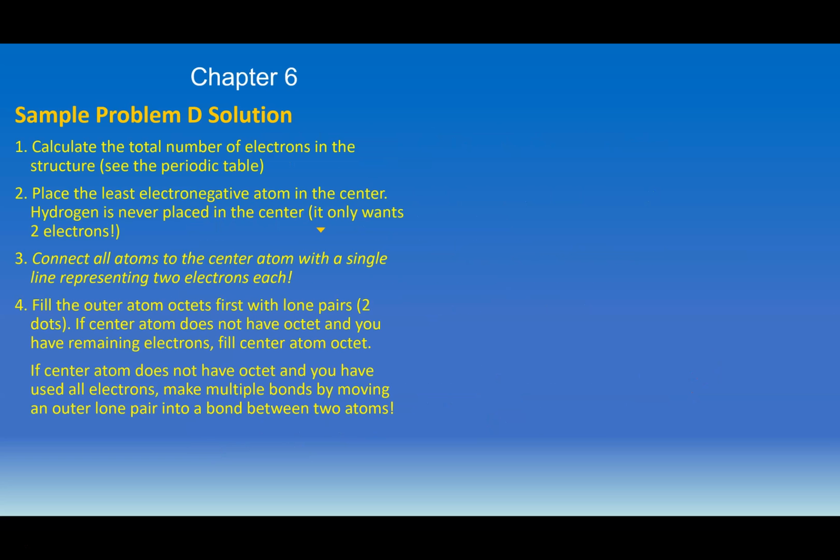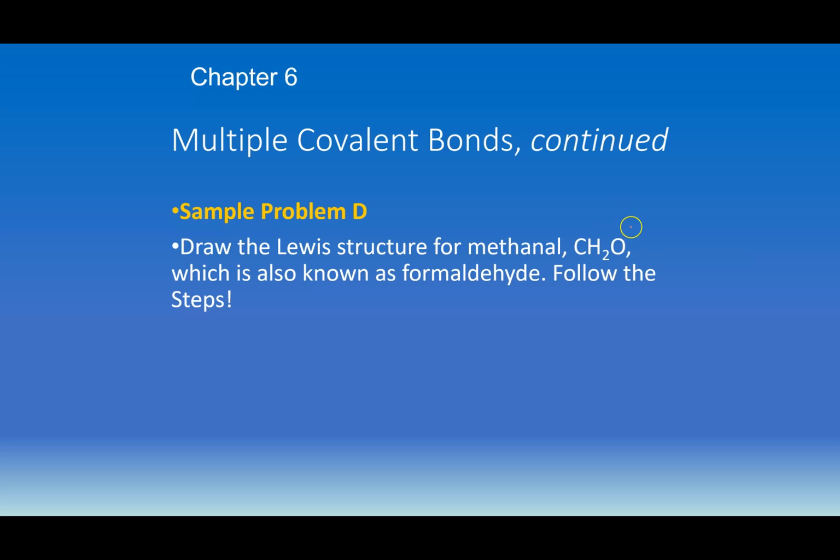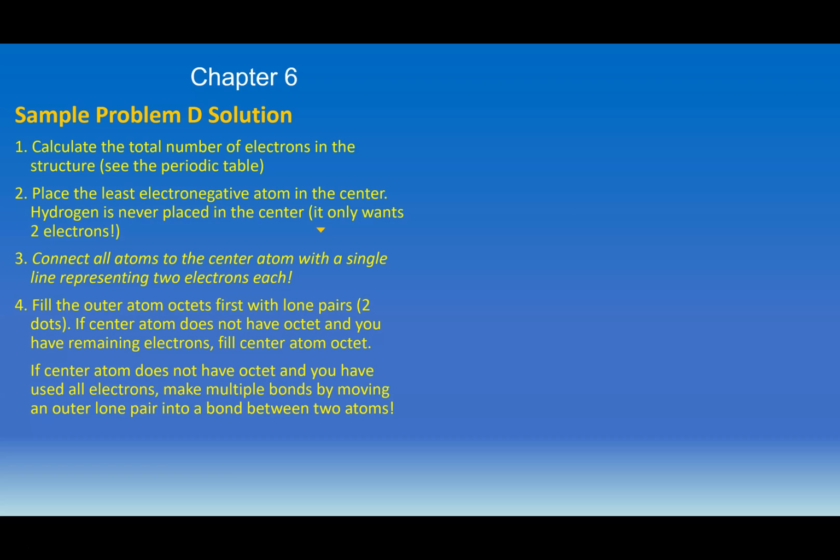All right, so now let's do a sample where we build this molecule using the Lewis structures method, and we're going to follow our steps. Okay, so here is the molecule CH2O. The first thing we're supposed to do is calculate the number of electrons in the structure.